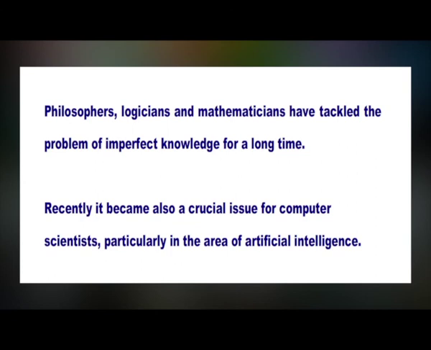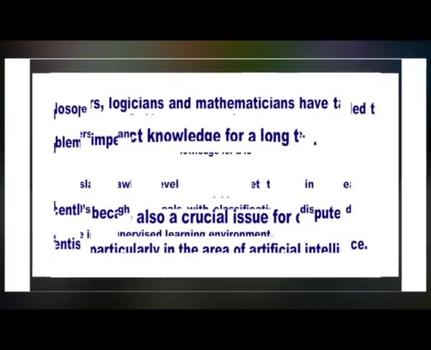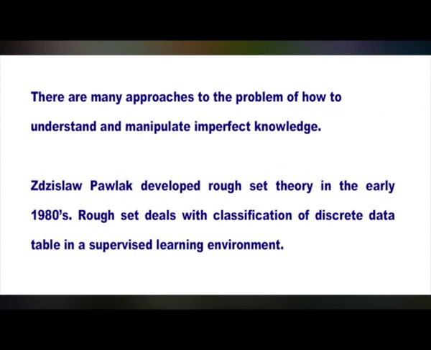Philosophers, logicians and mathematicians have tackled the problem of imperfect knowledge for a long time. And recently it has also become a crucial issue for computer scientists, particularly in the area of artificial intelligence. There are many approaches to the problem of how to understand and manipulate imperfect knowledge. Zdzisław Pawlak developed rough set theory in the early 1980s. Let us see what rough set theory is.